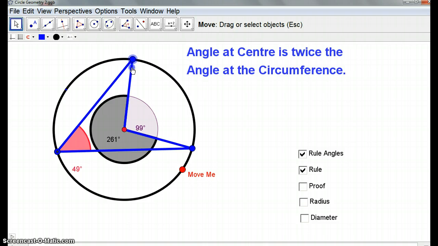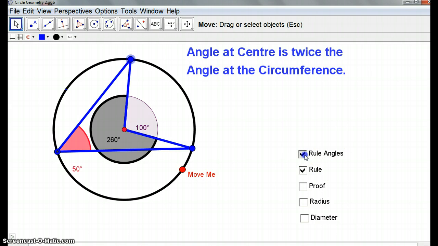50? Not quite behaving for me, is it? I want to get 100 there. Can I find 100? No, I'm getting bigger. Smaller. There's 100 and there's 50. That's nice, isn't it? So the angle at the centre, this angle here, is actually twice the angle at the circumference.